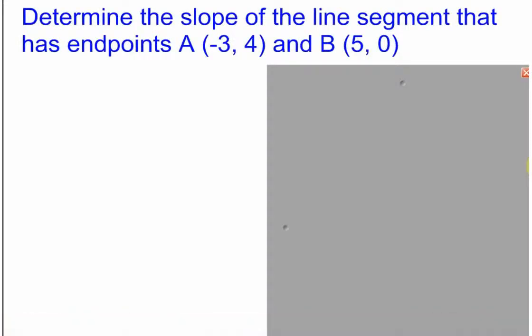Okay, so now we have a question here. It says, determine the slope of the line segment that has endpoints A (-3, 4) and B (5, 0). Alright, so there's a couple things we could do with this.